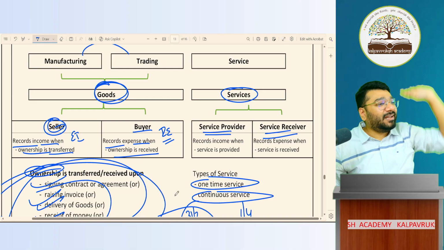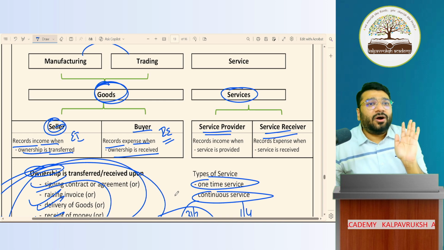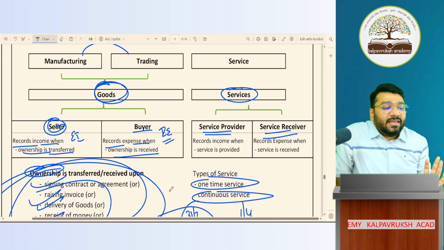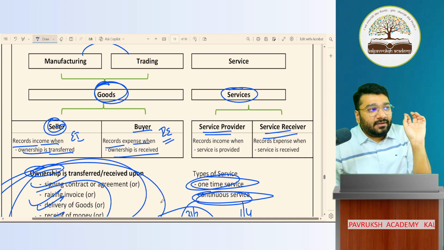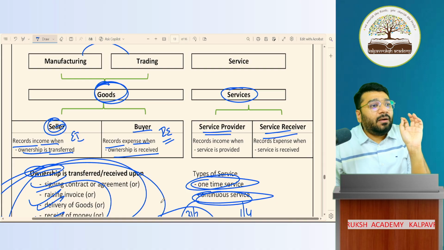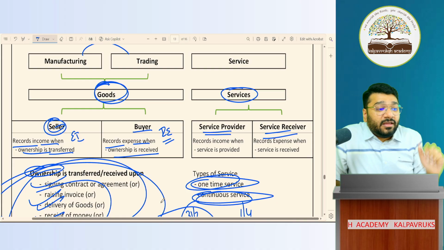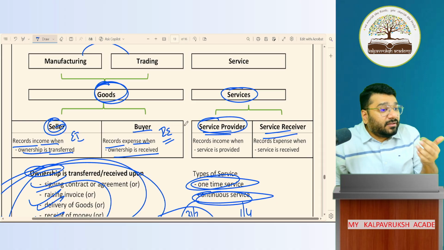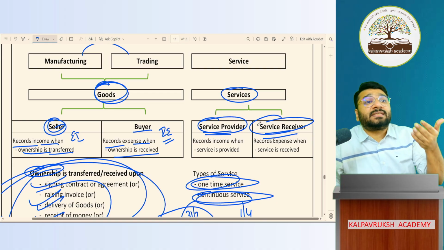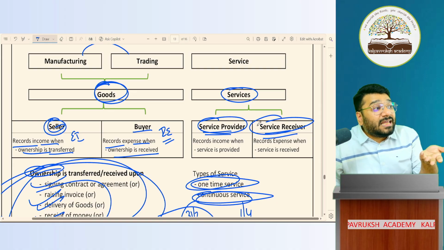Not now. So in short, whether it is a one-time service or a continuous service, the keyword here is that we record income when the service is completed. When does the service provider say income is earned? When the services are completed. When does the service receiver say expenses are incurred? When the service is completed.